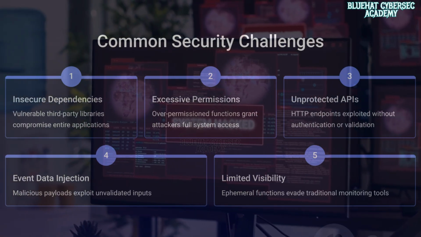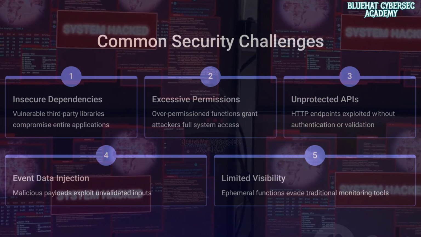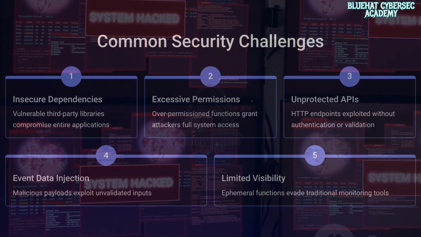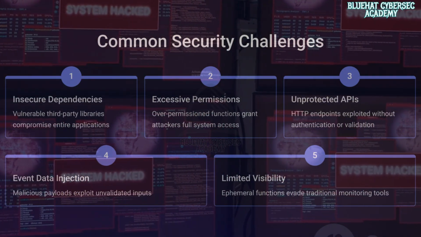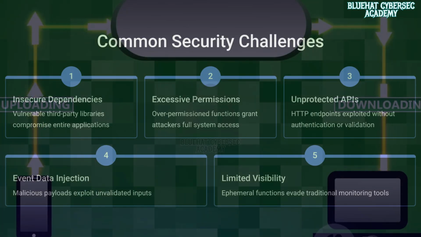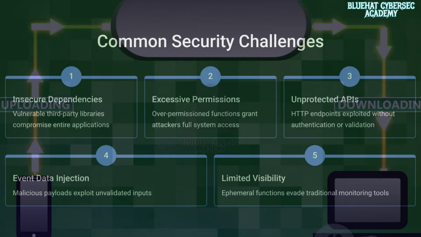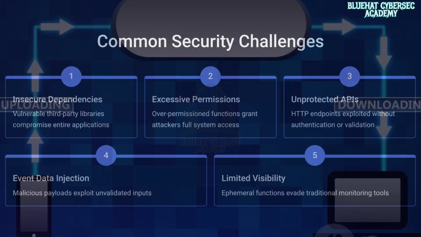Serverless functions are often triggered by HTTP endpoints. Without proper authentication, input validation, and rate limiting, these APIs can be exploited for attacks such as injection, data exfiltration, and denial of service. Fourth, event data injection. Serverless functions process events from multiple sources, such as file uploads or message queues. Maliciously crafted event payloads can exploit code vulnerabilities if inputs aren't properly validated.